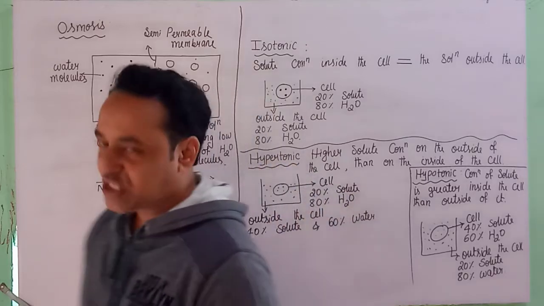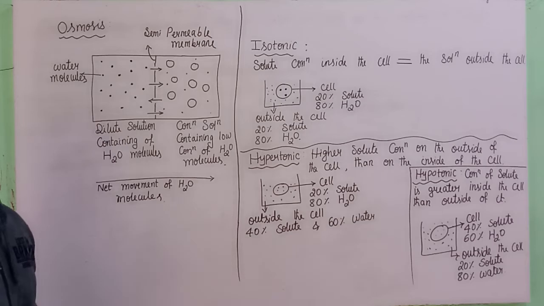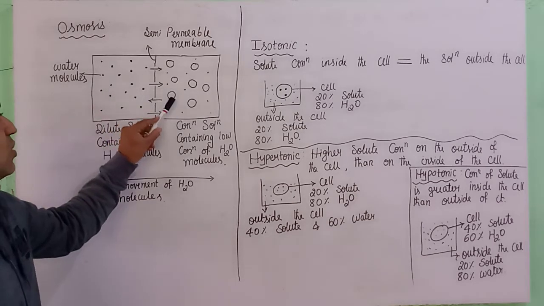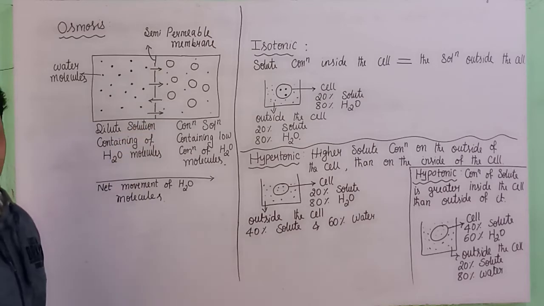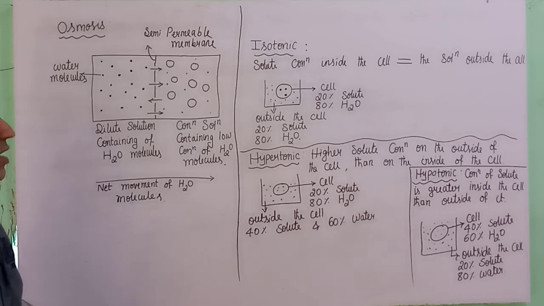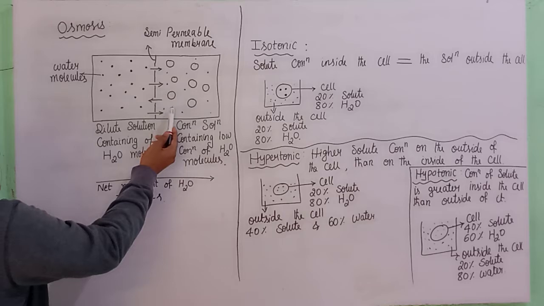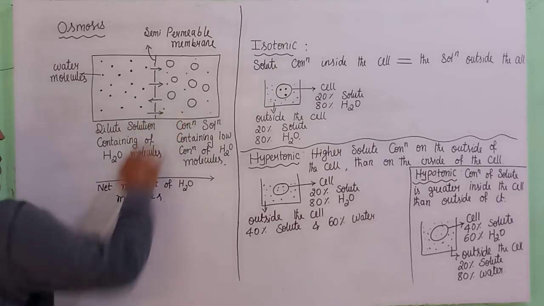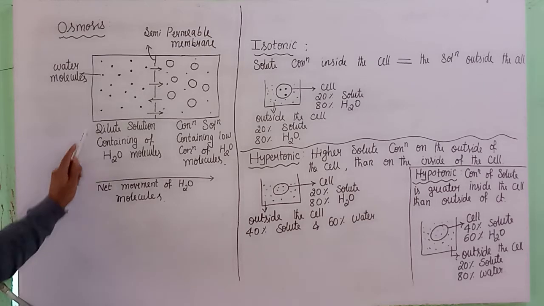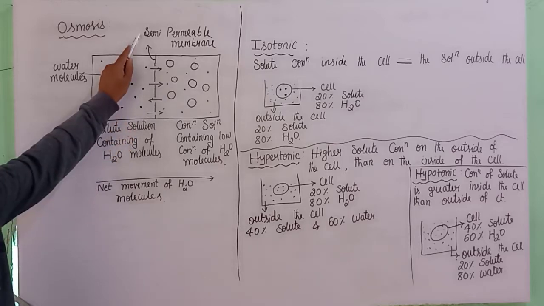So children, osmosis is the flow of solvent molecules from lower concentrated solution to higher concentrated solution through a semi-permeable membrane. So here, as you can see, there is one tank. It has two parts. In one part we have taken concentrated solution, in another part we have taken dilute solution, and both parts of the tank are separated by a semi-permeable membrane.